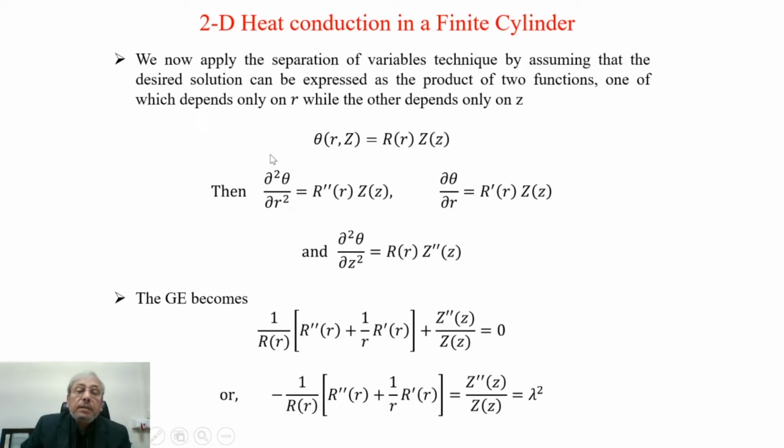Now, if we find del 2 theta del r2, this will be uppercase R double prime into Z. Del theta del r is uppercase R prime into Z. And del 2 theta del z2 is uppercase R into uppercase Z double prime. So our governing equation now becomes R double prime by R plus R prime by (r R), all functions of r only, plus Z double prime divided by Z, all functions of z only, equal to 0.